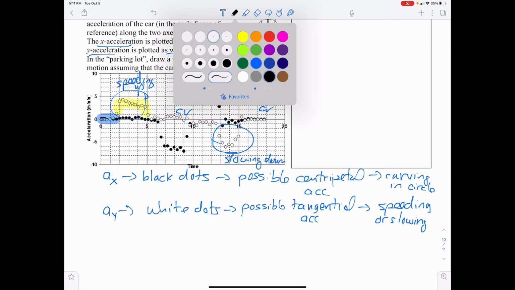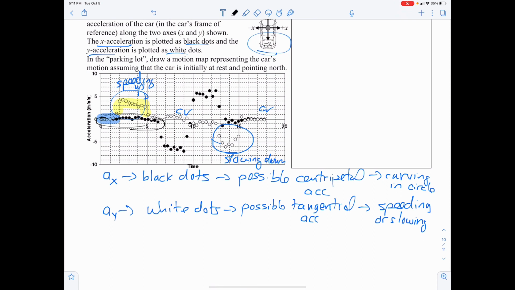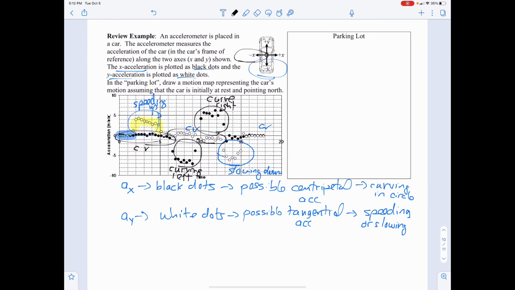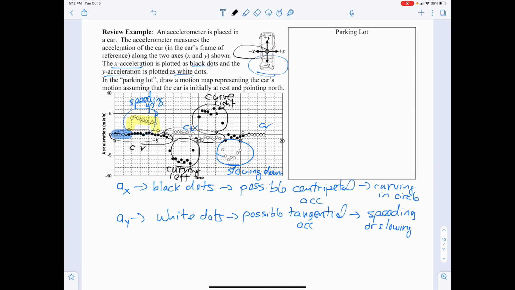The black dots are showing you constant velocity for about 7 seconds. It's showing you acceleration in the negative X direction, which means we're going to be curving, because negative X direction is to the left, we're going to be curving left. And then we're going to immediately be changing direction to curve right. Something I want you to notice about each curve: the acceleration in the Y direction is 0, so you're not speeding up or slowing down.